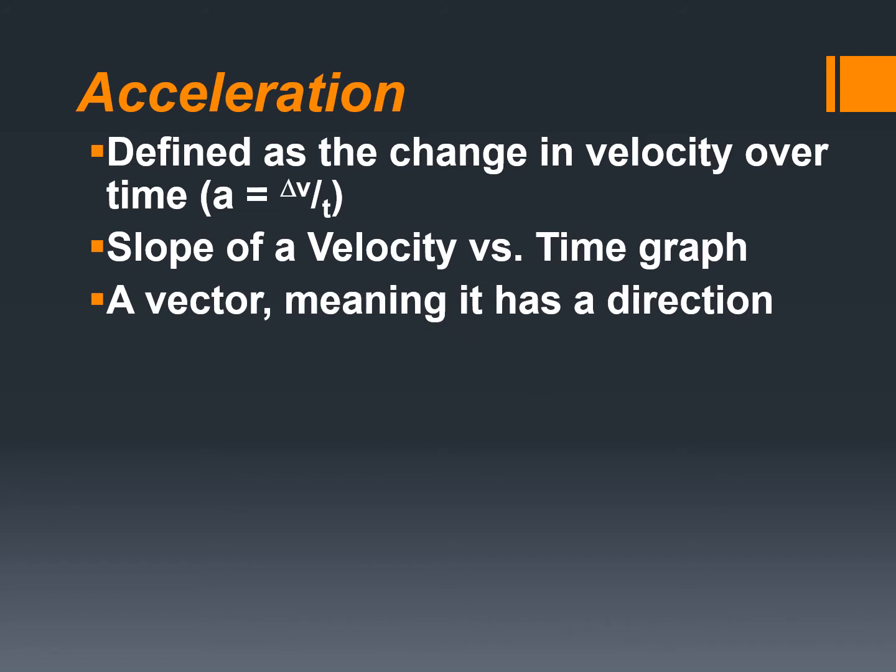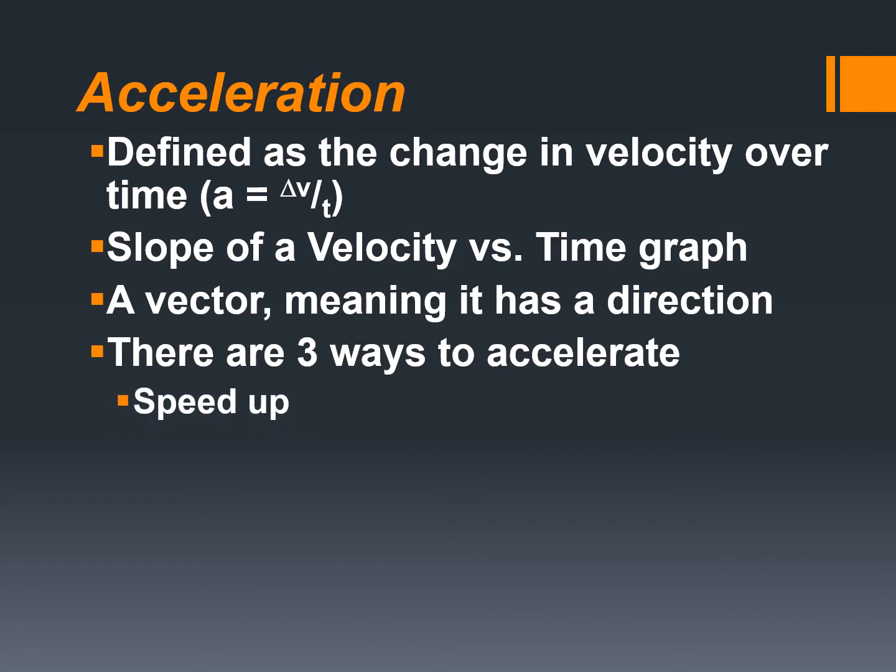Acceleration is a vector. This means that it has a direction. Now, we haven't talked much about vectors and scalars yet, but vectors are measurements that have to have a direction. Scalars are measurements that don't have a direction, much like mass or temperature. Those things don't need a direction, but velocity and acceleration all have directions.